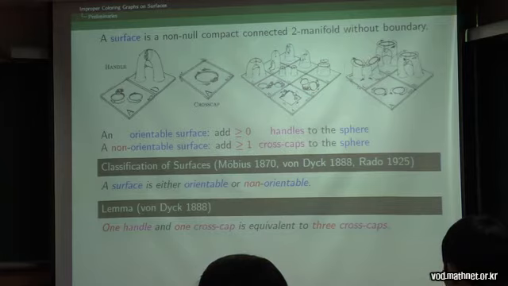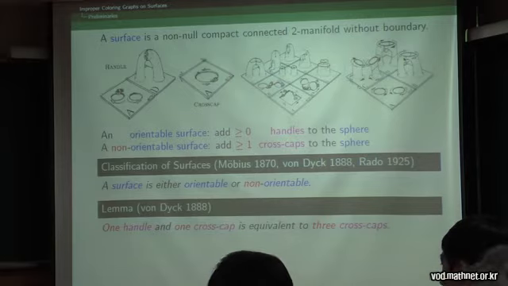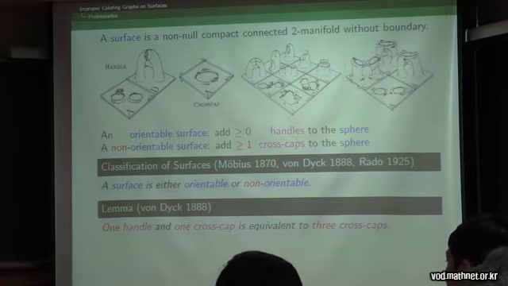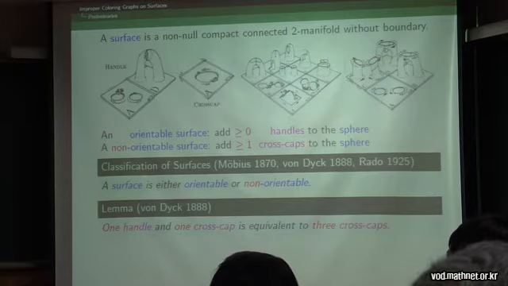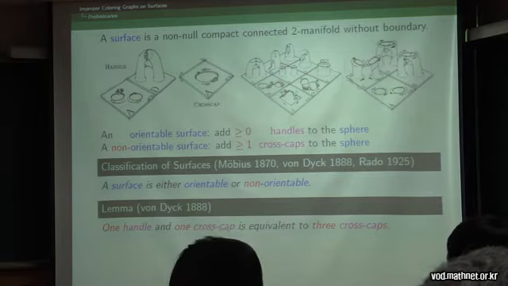But the one important detail is that you might say 1 handle and 1 crosscap is equal to 3 crosscaps, so as a mathematician, maybe you want to cancel the 1 crosscap and say 1 handle is equal to 2 crosscaps. But this is not true, because if you add 1 handle, that surface will be orientable. So this is your torus. But if you only have 2 crosscaps, then you're non-orientable and you're the Klein bottle. Right? So there's a clear distinction between these 2 objects, or these 2 operations.